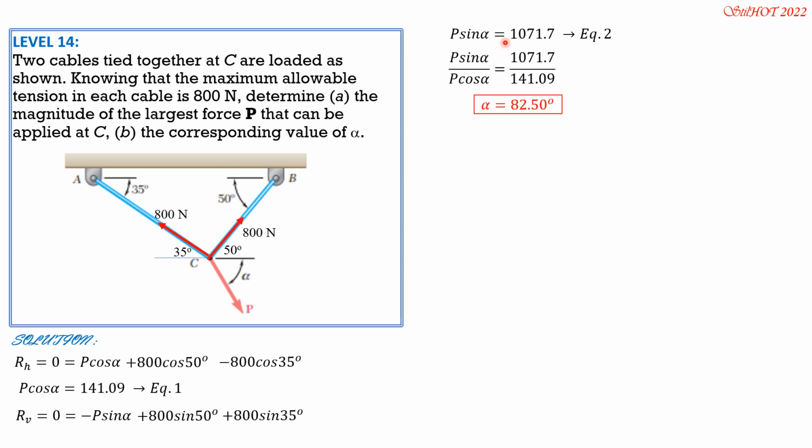Then substitute into equation 2 the value of alpha to solve for P. So P sine of 82.5 degrees is equal to 1071.7. So the maximum value of the largest force P that can be applied at C is equal to 1081 newtons.